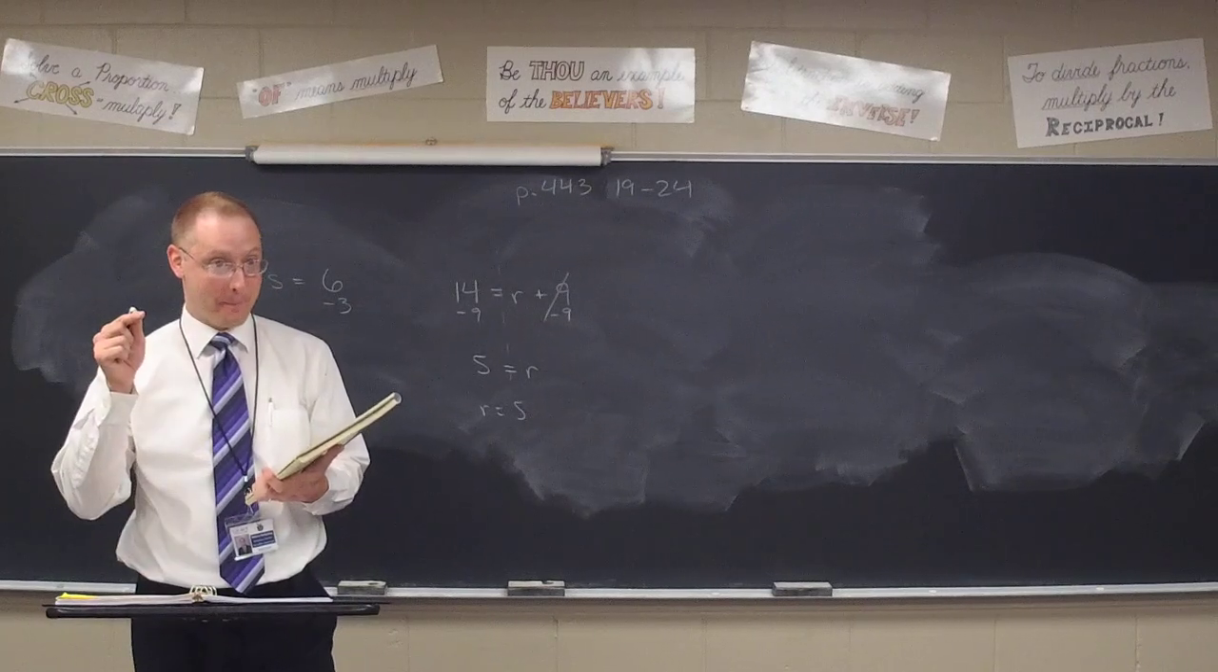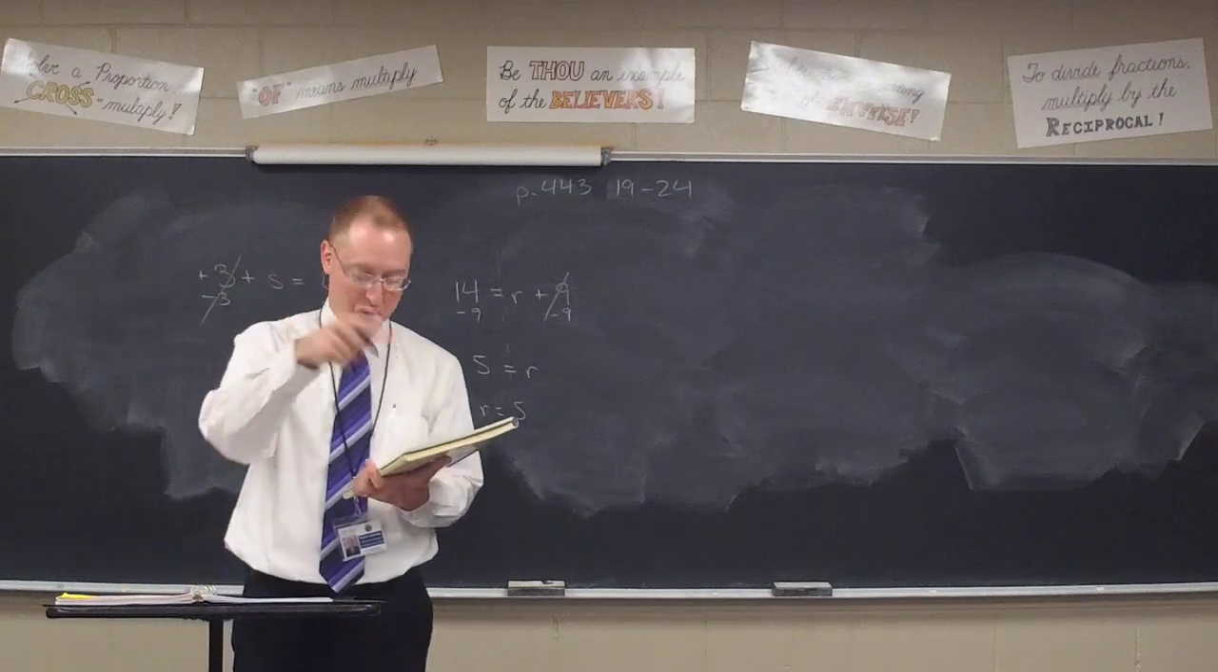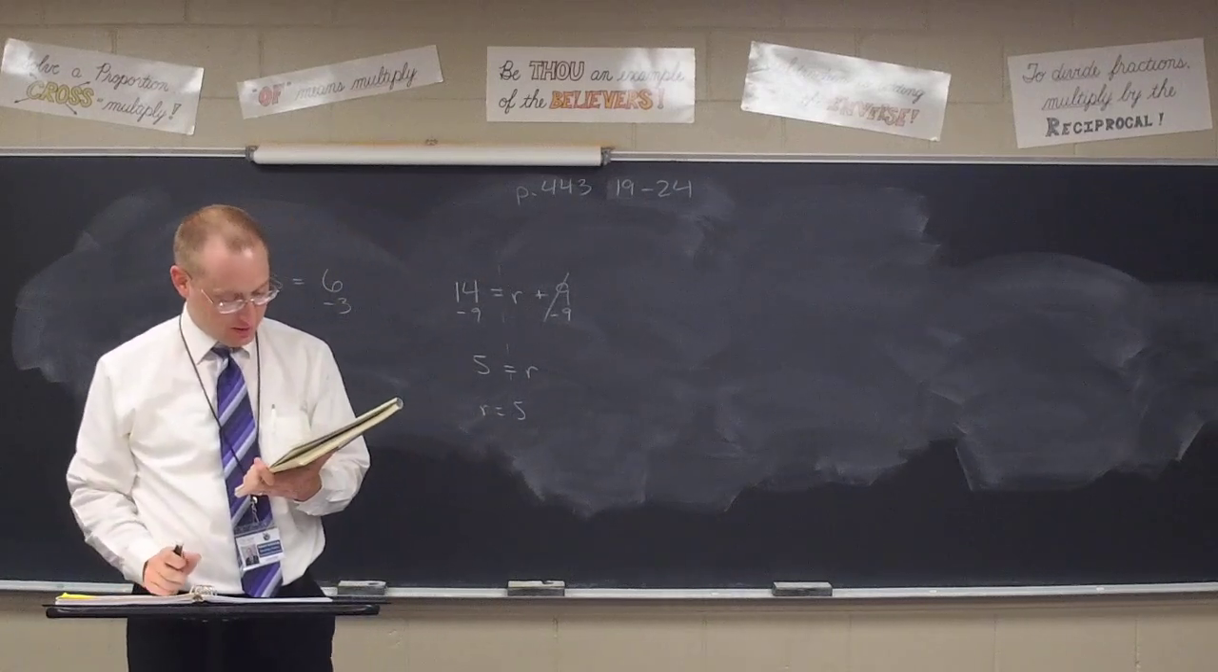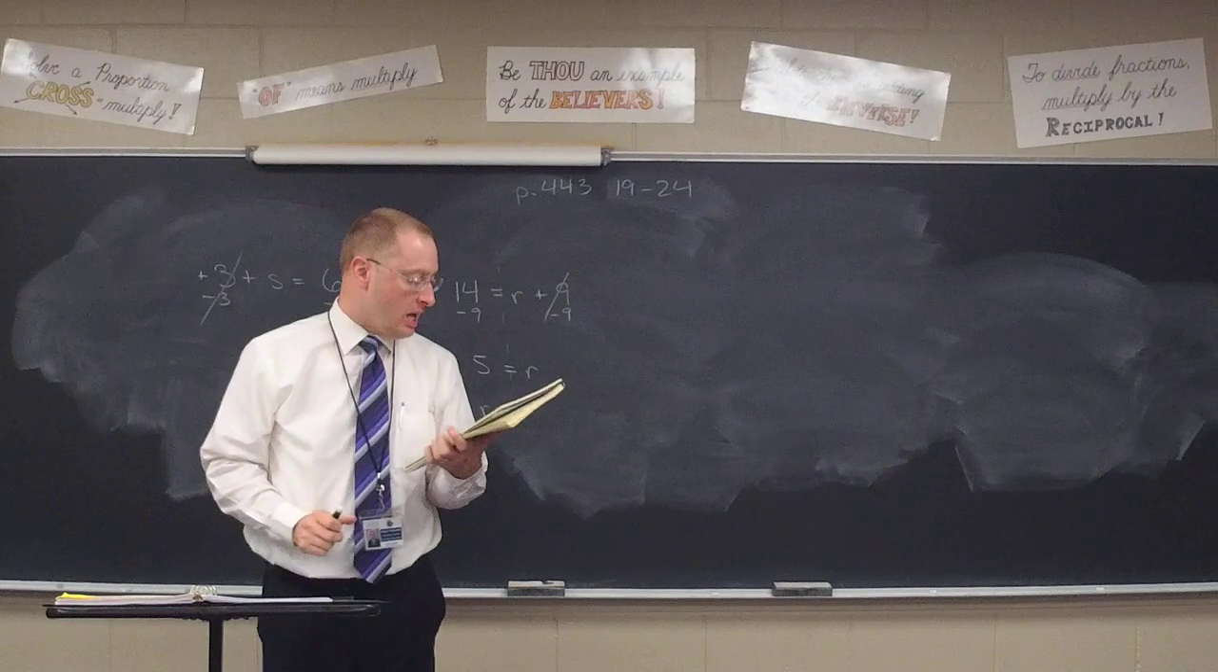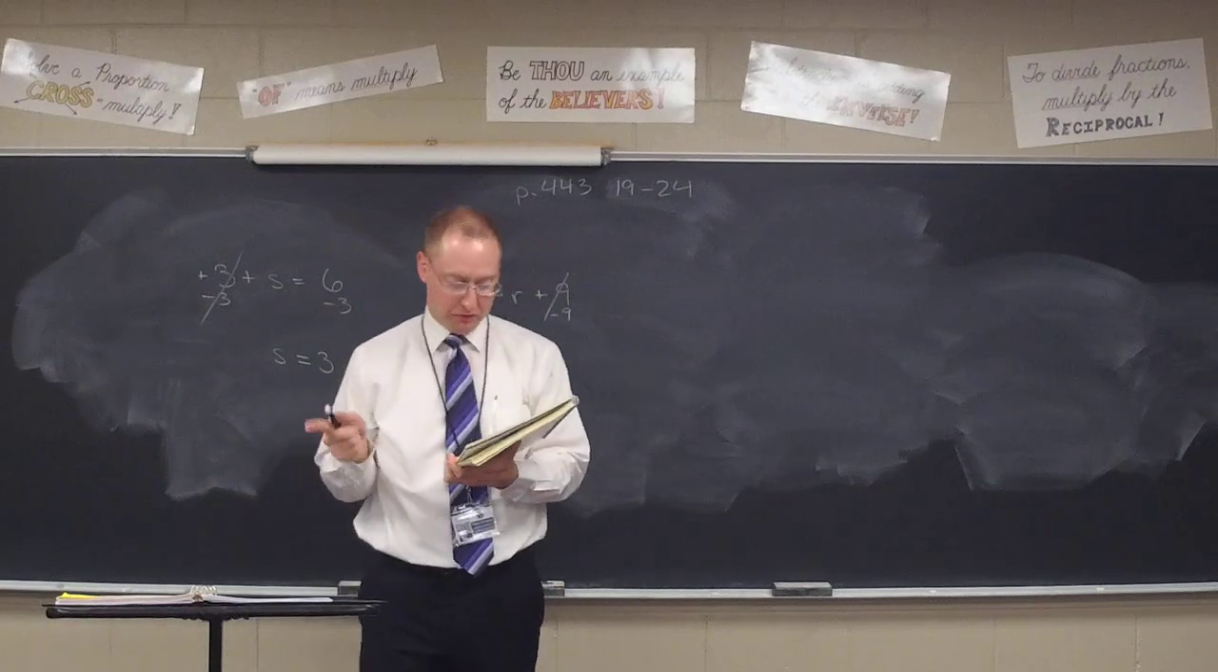Add a positive 2 to both sides to get? Positive 7. V equals positive 7. Number 22, Ben, you asked about the fractions.